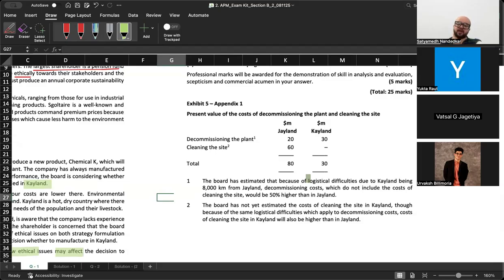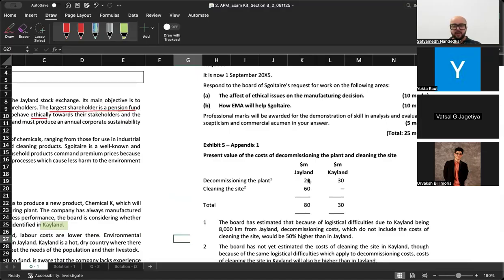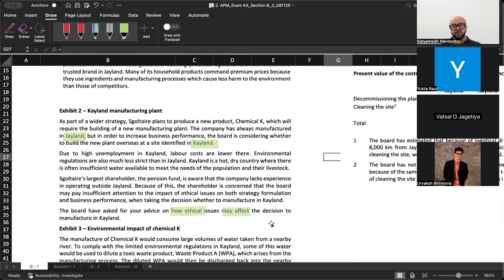The board has not yet estimated the cost of cleaning the site in Kayland, though because of the same logistical difficulties which apply to decommissioning, the cost of cleaning the site in Kayland will also be higher than in Jayland. Okay. Now there is a lot of information, but the question is what is the impact of ethical issues, how do ethical issues impact the decision making, that is what has been asked. How ethical issues may affect the decision to manufacture in Kayland.